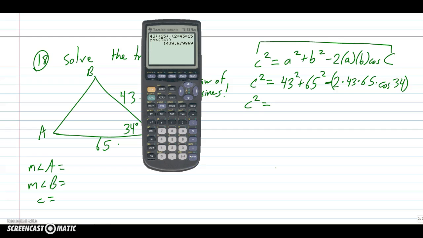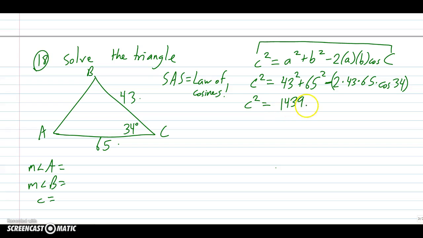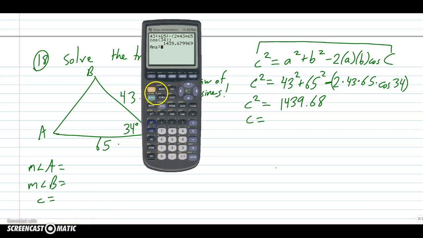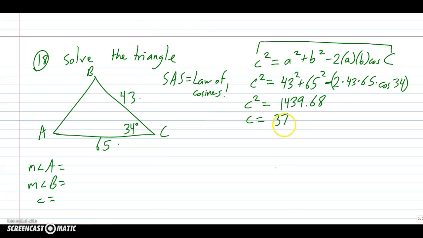So C squared equals 1439.68, right? But remember, that's C squared. Don't just put that as your side C. You're going to have to take the square root of that. Oh, not squared, second square root of the previous answer, and we get 37.9. So C is 37.9.